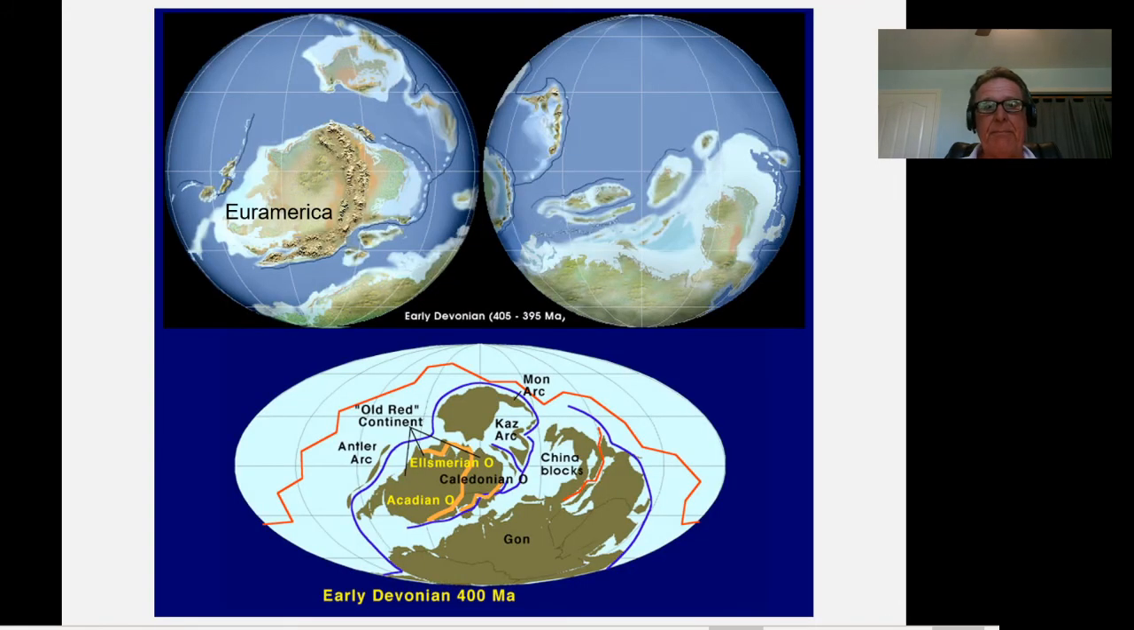Pangaea. We can look at the globe again. These are the typical two views of the globe that I show you. Here is Euramerica. This is Gondwana. So you can see that the ocean between Euramerica and Gondwana is quite small and we almost have a supercontinent here in early Devonian. By 400 million years, we have Gondwana here, separated by a small ocean from Euramerica, the Old Red Continent. So we're nearly Pangaea, but not quite. Just finished the formation.